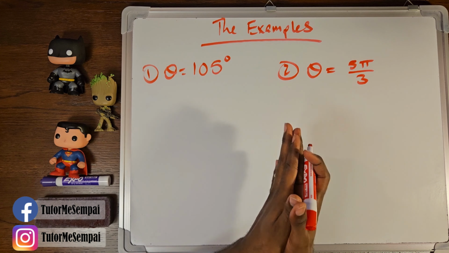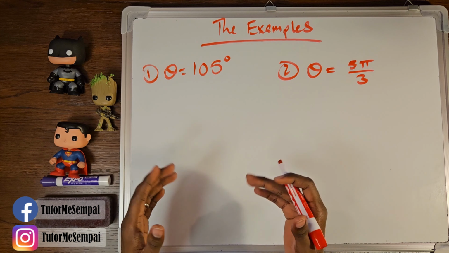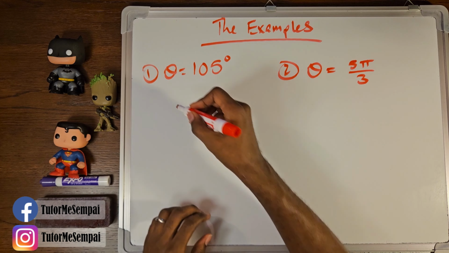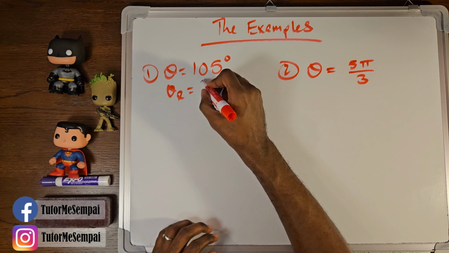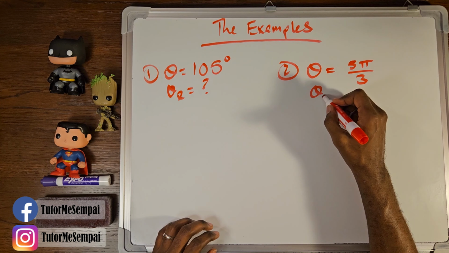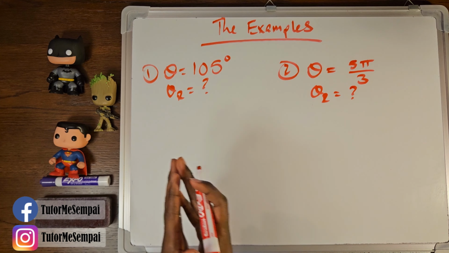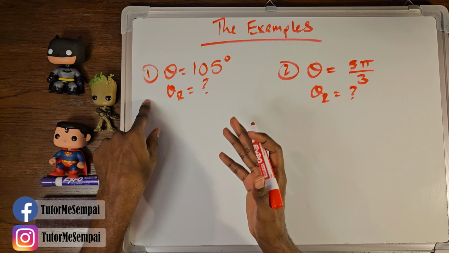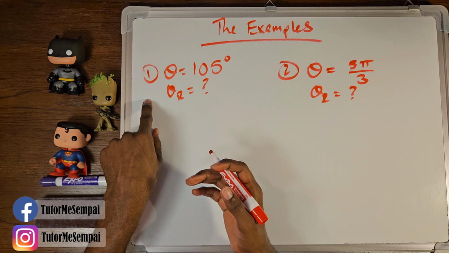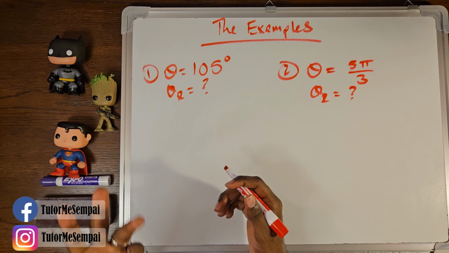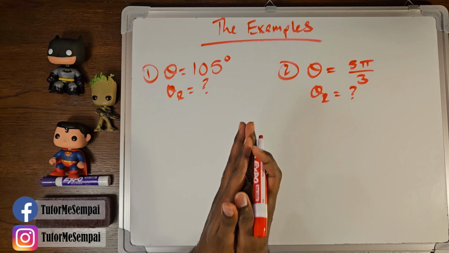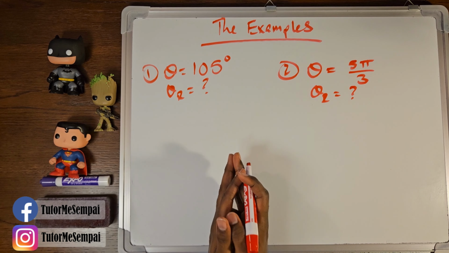So these are going to be our last two examples for today, and we want to find our reference angle. So our reference angle is unknown for both of these. We want to first start with, where are our given angles? So for number 1, where is this angle? Is it going to be in quadrant 1, 2, 3, or 4? Depending on where it is, we will know which formula we need to use.